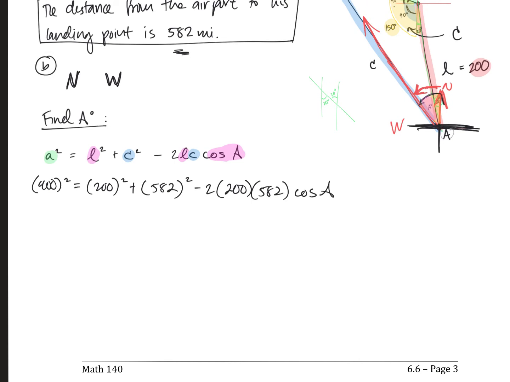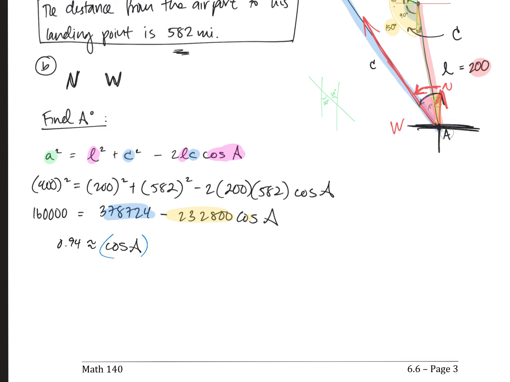Okay. So that'll come out to be about 160,000 equals. Combining those all together, we get 378,724 minus 232,800 cosine of A. Alright, subtracting this over and then dividing both sides by this value here, we get 0.94 is approximately equal to cosine of C. Sorry, cosine of A.